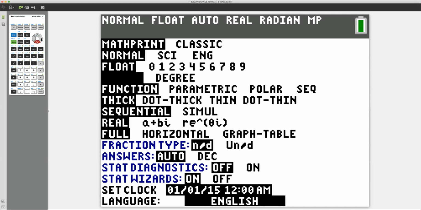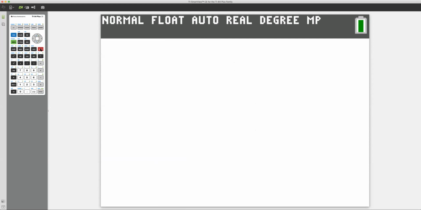And so I'm going to arrow to the right, using my little circular arrows here, and hit degrees, so it's blinking on degrees, and hit enter. Okay, so now I'm in degrees. Now, I'm going to go ahead and clear this screen.